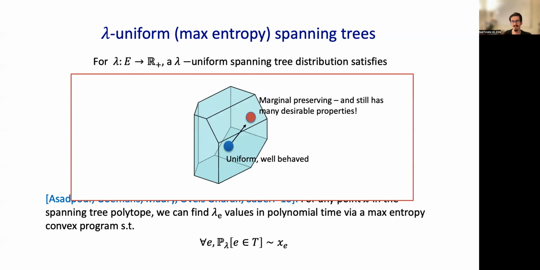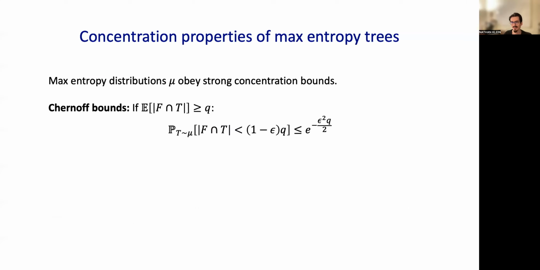And in a sense, you can think of lambda-uniform trees as a kind of scaling of uniformly random trees, for which we would have lambda_e equals 1 for all edges. So you should expect some of the desirable properties of uniformly random trees to carry over. And indeed they do. The fact we'll use is that max entropy trees have strong concentration properties. In particular, any set of edges obeys standard Chernoff bounds.